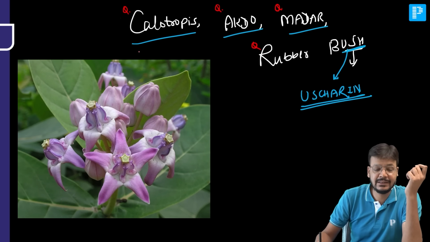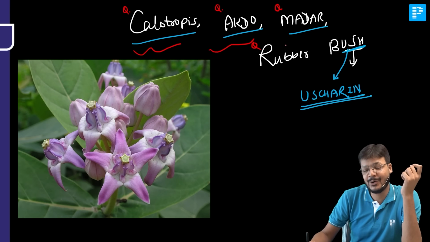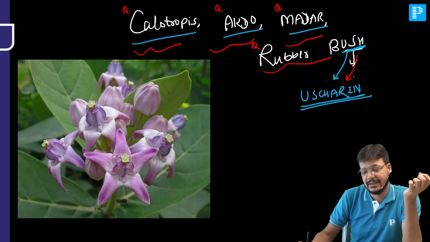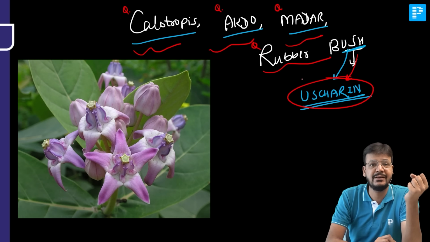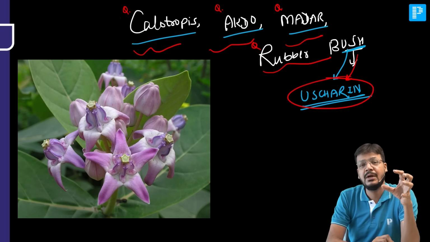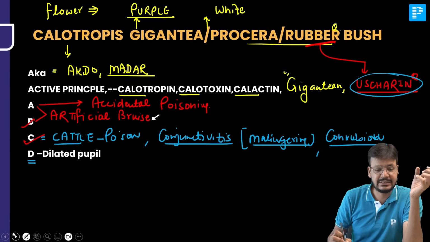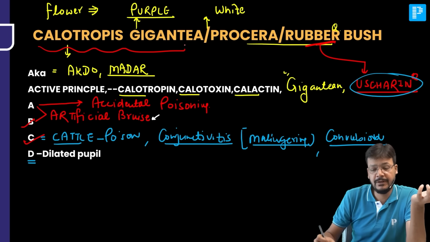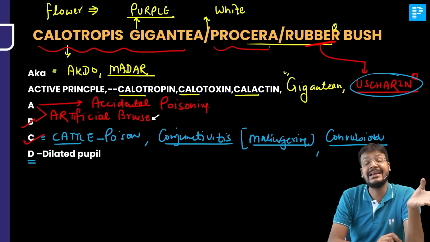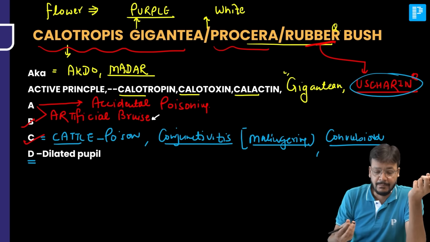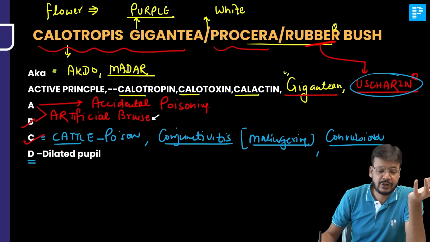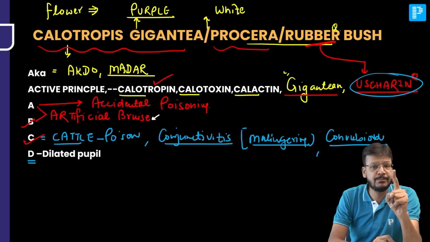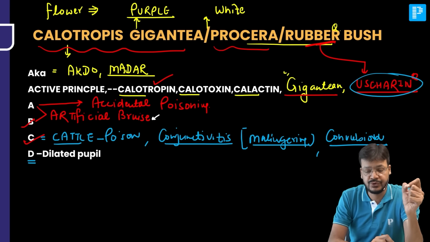Now this is none other than Calotropis, Akdo, Madar or rubber bush. The active principle is Uscharin. So Akdo, rubber bush, Madar or Calotropis are all the same. You can see Calotropis gigantea is purple and procera is the white Calotropis. My dear friend, what are the active principles? Calotropin, calotoxin, calactin, but one is very important which I already mentioned, Uscharin.